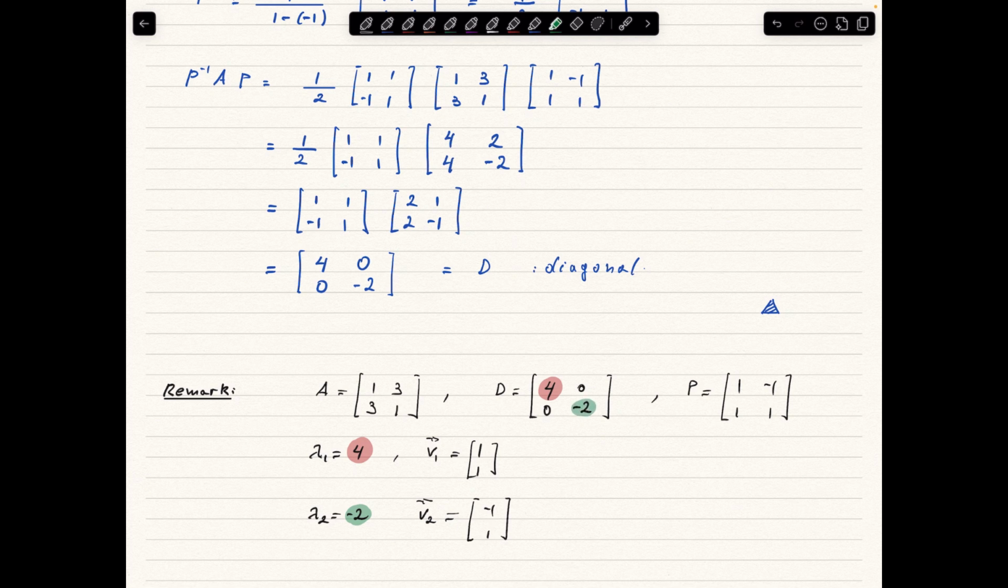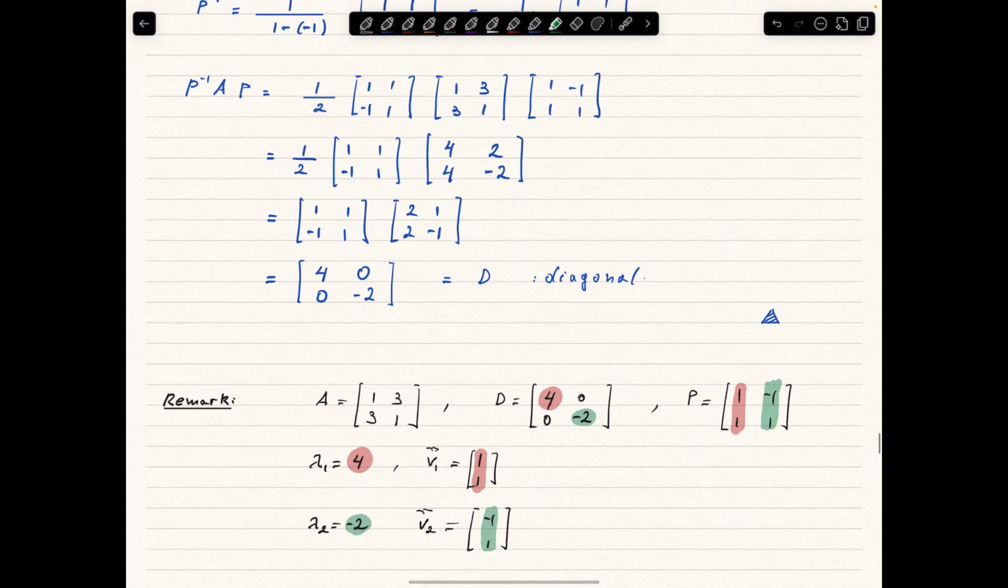That is interesting. And notice that the corresponding eigenvector for the first eigenvalue is right here in matrix P, and the other eigenvector also shows up in matrix P, as the other column. So this is very interesting. Could that be a coincidence only for this matrix? It would be a very strange coincidence.